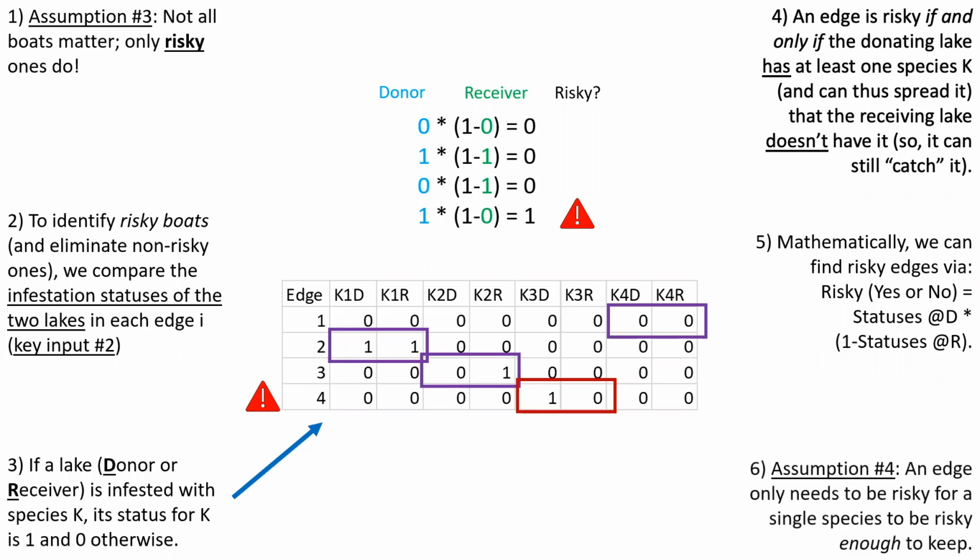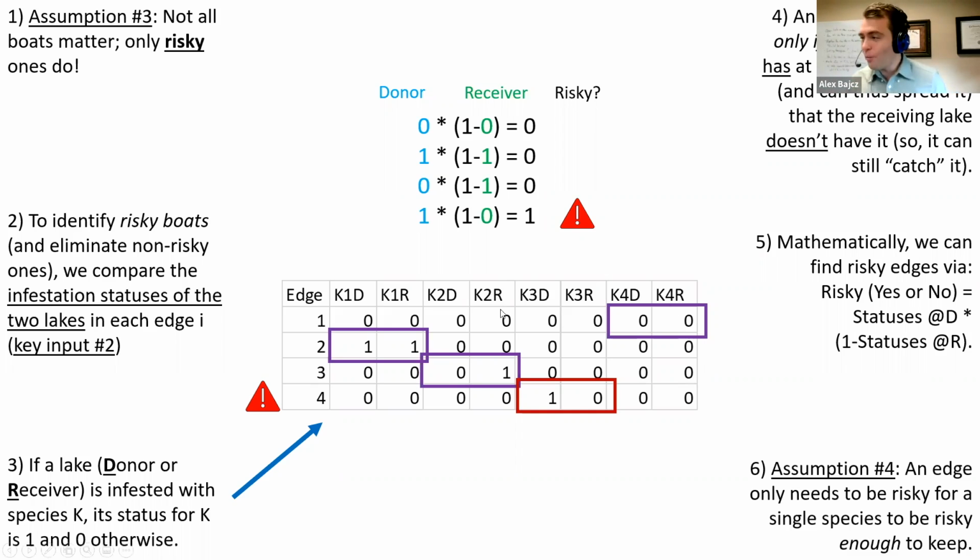The only caveat here I should mention is that we're thinking about 4 species and not 1. So we have to tell our model that a 1 for even one of these 4 species is bad enough for the whole edge to still be considered risky. We don't even want to spread a single species if we can prevent it. So a 1 in any of these 4 pairs of columns would be bad enough for an edge to be kept.